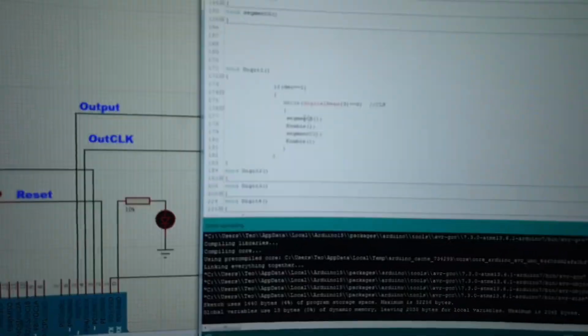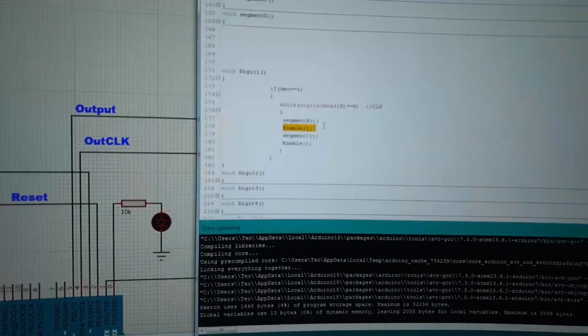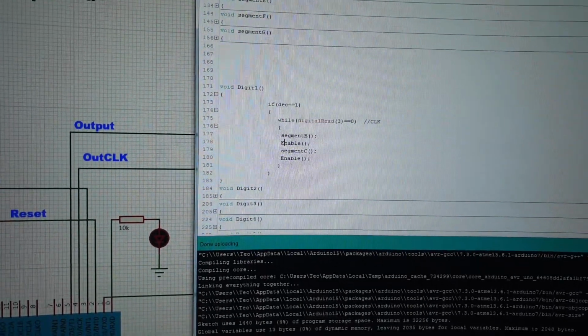This is for this segment B, and then I'm enabling. This is for digit 1 here, but I'm not actually using digit 1.